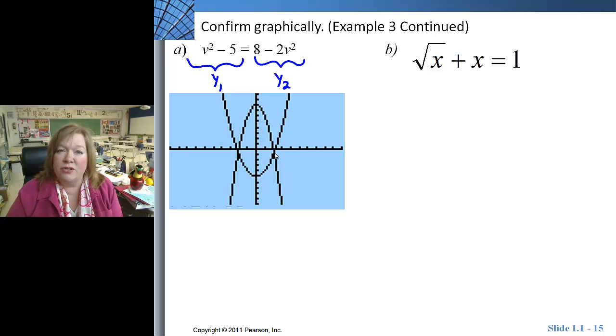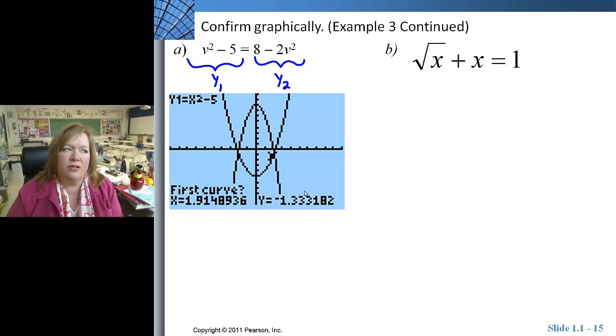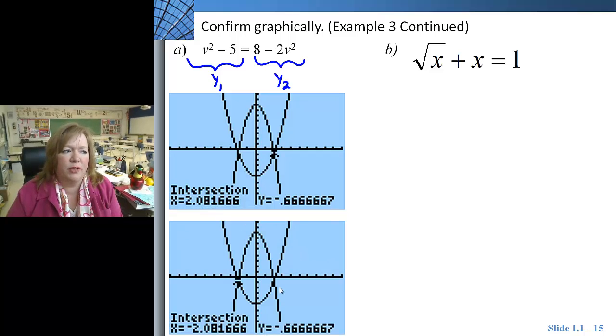So to find that intersection, you go second, then the trace button, which takes you to the calculate menu, and you pick number 5. Arrow close to one of the intersections, and then it'll say first curve, and you'll have a thing blinking here. You'll do enter, enter, enter, and it'll give you the intersection, and it's 2.08, which is what we had.